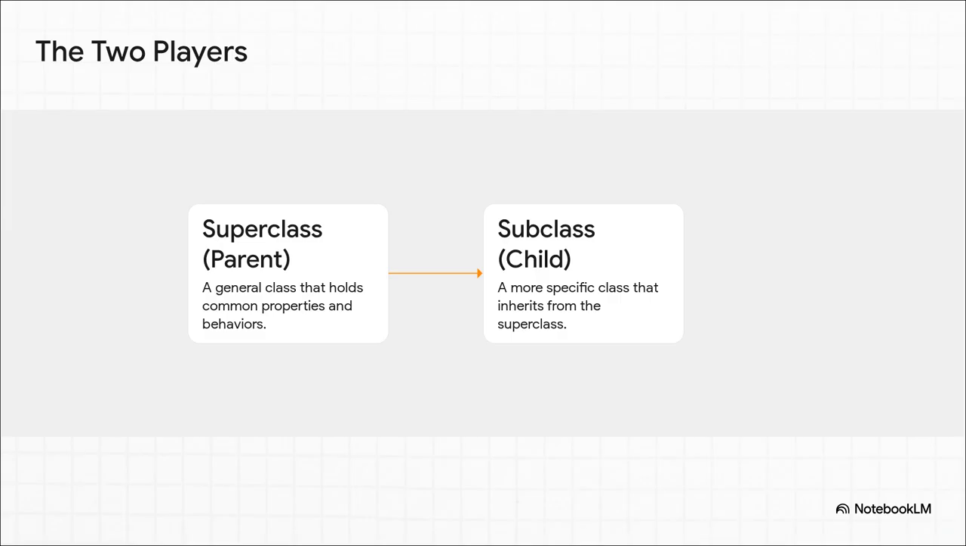And it's pretty straightforward, really. You've got two main players. First, there's the parent class. We call it the superclass. This is where you put all the common stuff. Then you've got the child class, or subclass. And the child, well, it automatically gets all that good stuff from its parent, completely for free. You don't have to write it again.